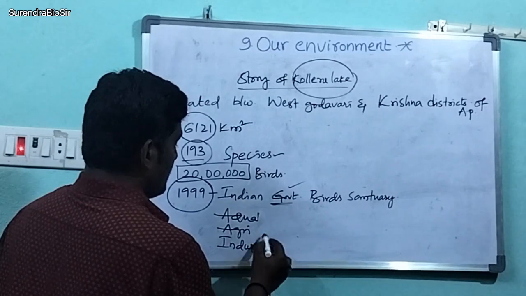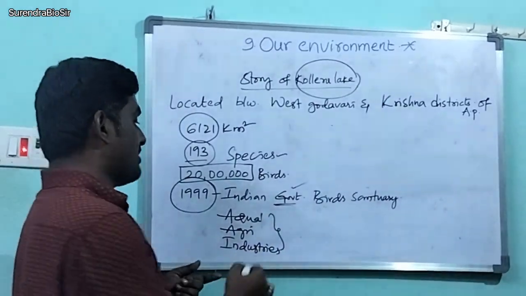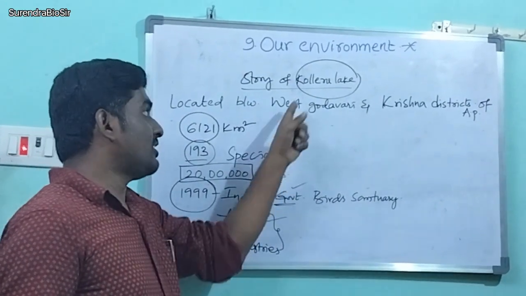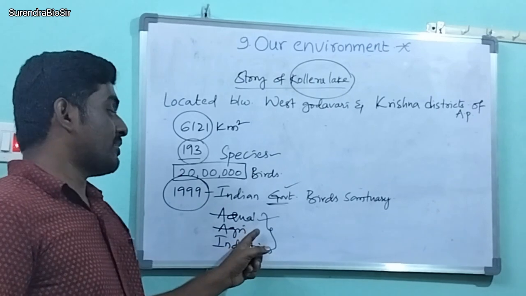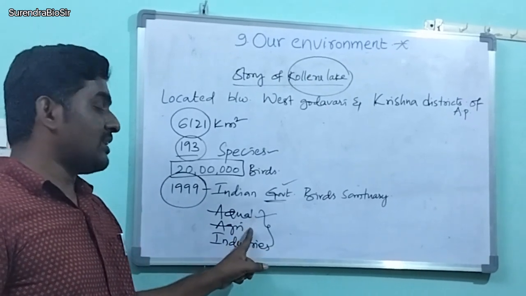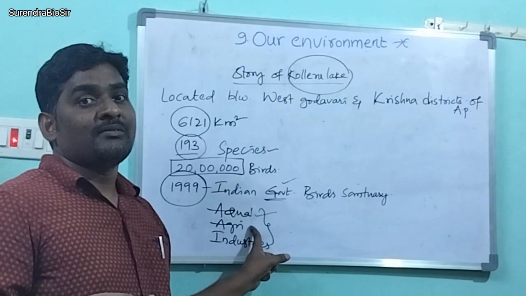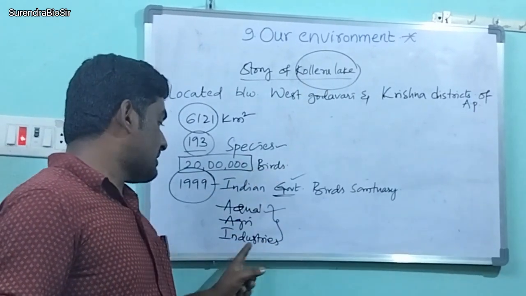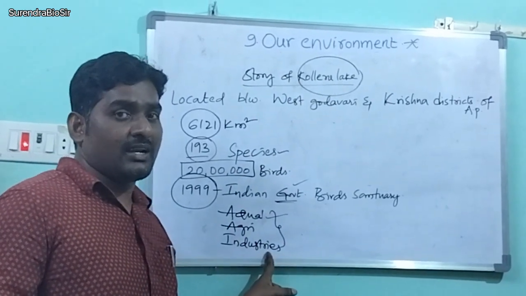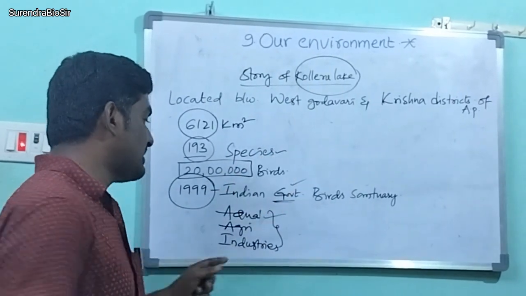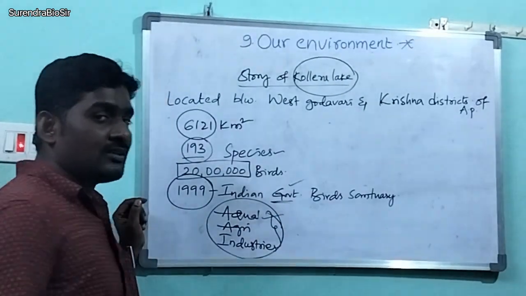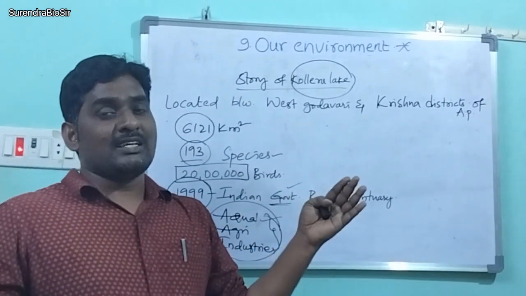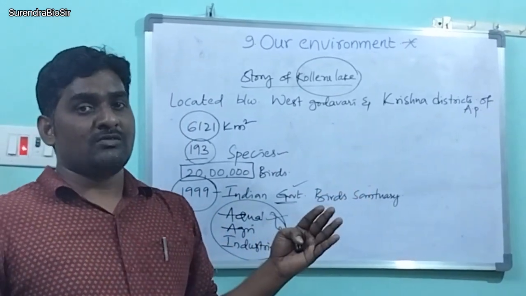Because of all these, what happened? The waste products from aquaculture are released into the Kolleru lake. Next, agriculture practice is also going on. Here they are using pesticides and insecticides, which also pollute the water of Kolleru lake. Next, industries: all the industrial waste is also released into the Kolleru lake. All of this is human activity only. Because of all this human activity, the depth of the Kolleru lake is decreasing, and the size was also decreased.